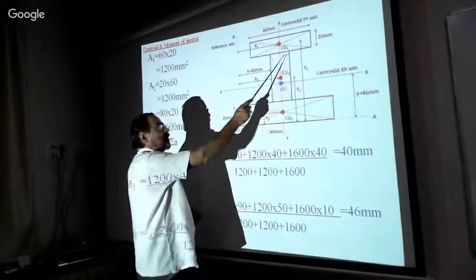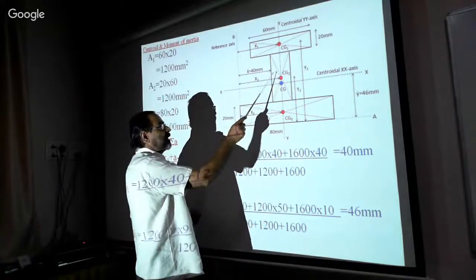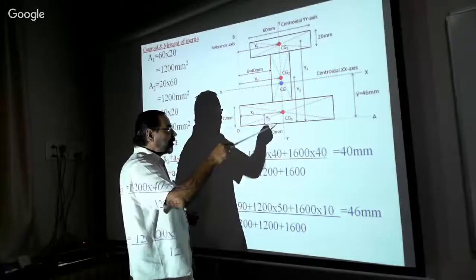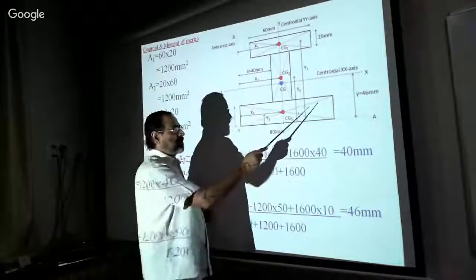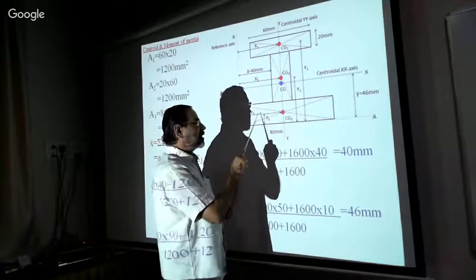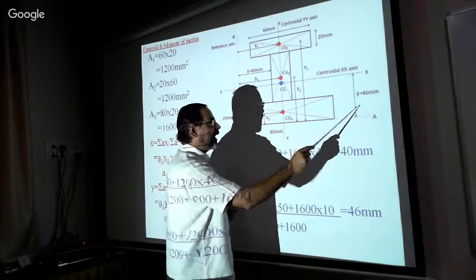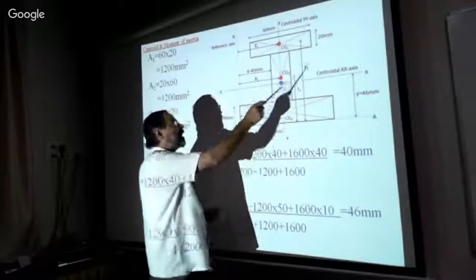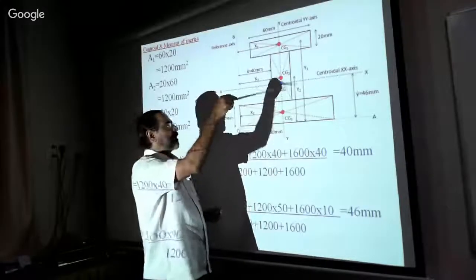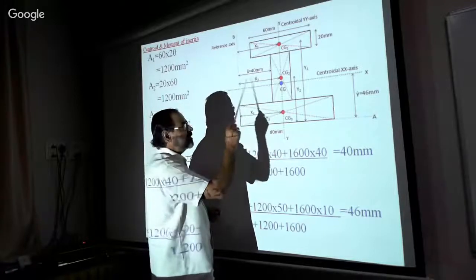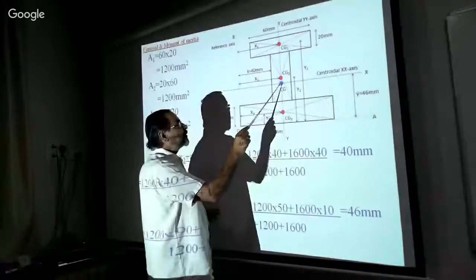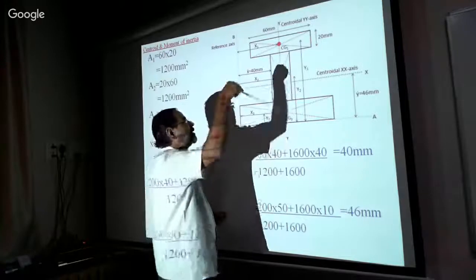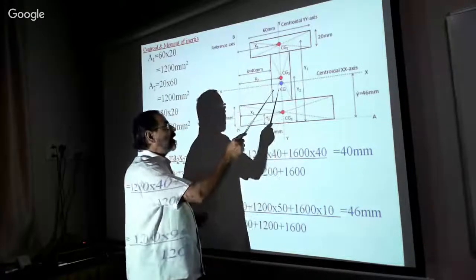Similarly, this is figure 2. This is the centroid. XX is the centroidal XX axis of figure 2, and the centroidal YY axis of figure 2. And similarly, this is figure 3, with its XX centroidal axis and YY centroidal axis. Similarly, this is the centroid of the I section. This XX is the centroidal XX axis of the I section, and similarly, this is the centroidal YY axis of the I section.